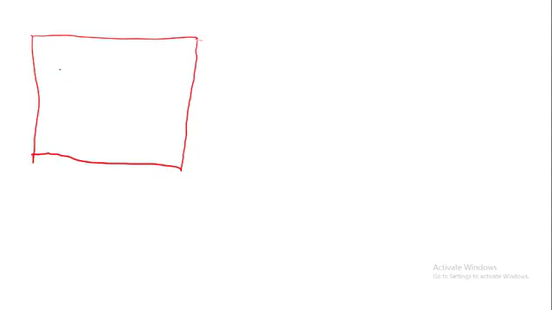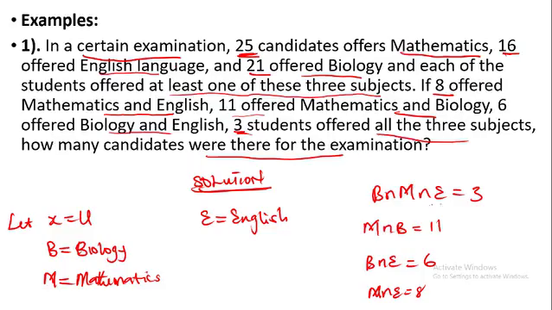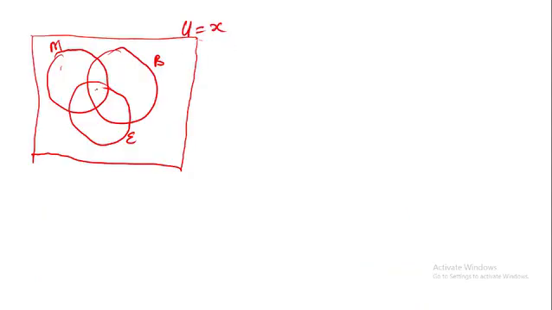Let us draw our Venn diagram. We have something like this. Don't mind my drawing. We'll have 3 sets. Let this be our mathematics, let this be our biology, and this our English. And then here is our U, which is equal to X, that is the universal set. From the question we are told that the intersection of B, M and E is equal to 3, so we represent that here. This is the point where the 3 sets intersect, so write 3.